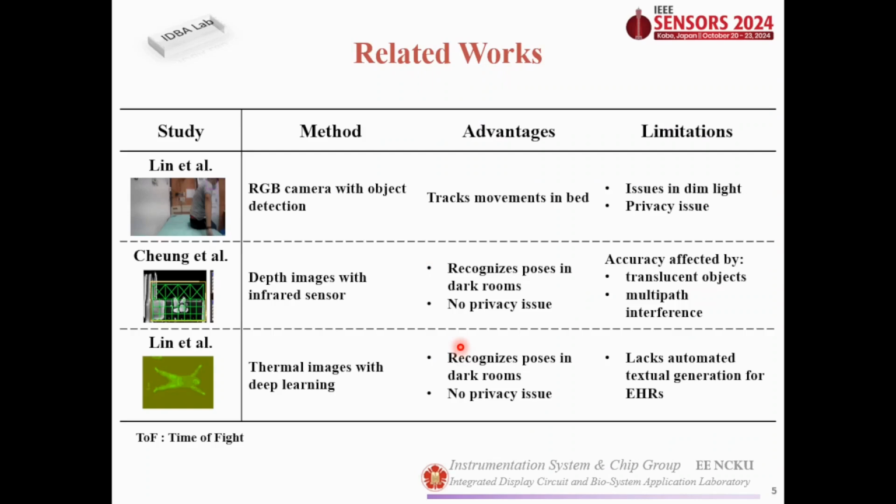Imaging methods are commonly used in bed monitoring systems. Some systems utilize RGB images to track movement and detect bed leaving actions. But these images are often unclear in dark environments and raise privacy concerns due to facial recognition. Cheng et al. proposed a method that uses infrared 3D ToF technology to capture depth images and recognize bed posture. However, ToF can produce inaccurate results due to transparent objects and multi-path interference.